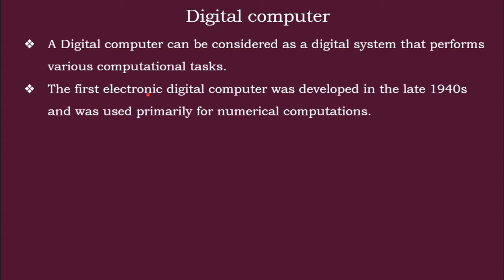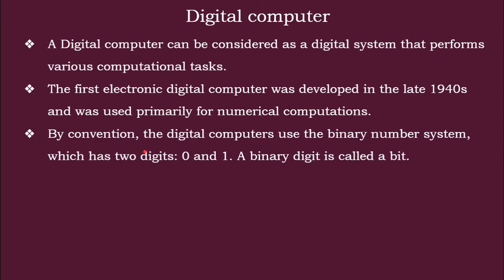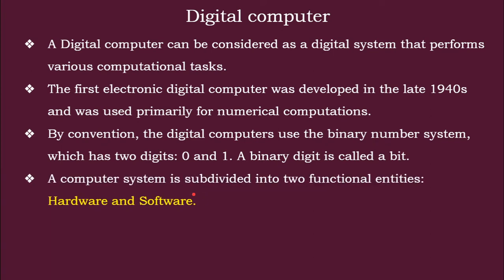The first electronic digital computer was developed in the late 1940s and was primarily used for numerical computations. By convention, digital computers use the binary number system, which has two digits, 0 and 1. A binary digit is called a bit. A computer system is subdivided into two functional entities, hardware and software.